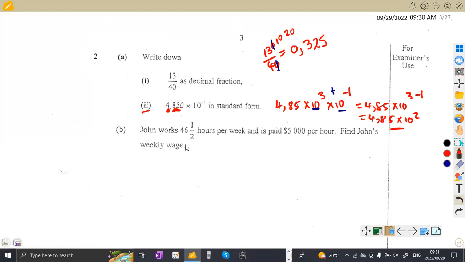John worked 46.5 hours per week and is paid $5,000 per hour.